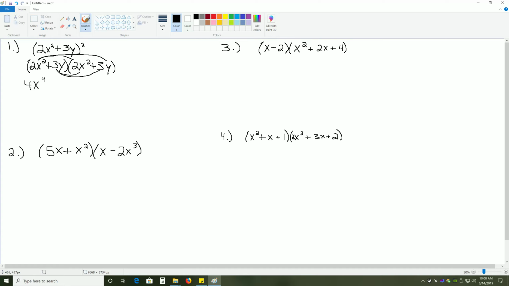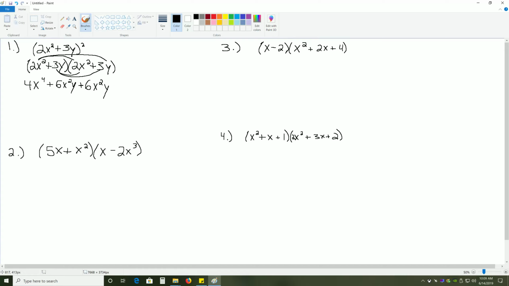Now let's keep going. 2x squared times 3y gives us plus 2 times 3 is 6. And then x squared and y are unlike bases, so we cannot combine them. We just get x squared times y plus 3y times 2x squared. 3 times 2 is 6. And then y times x squared is just x squared y. Again, we cannot combine these terms together.